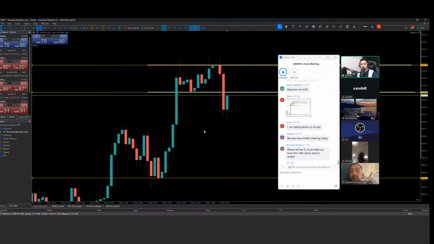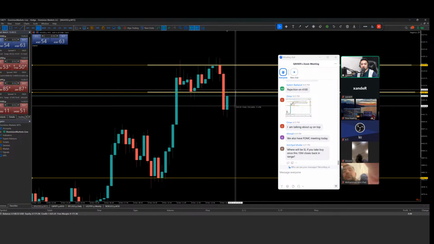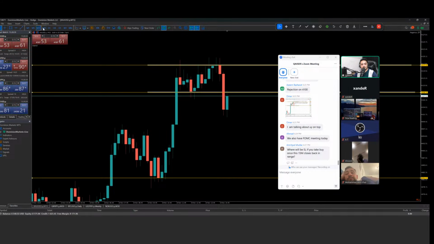Where will be a sell if you take a buy once this 30-minute closes back? If it creates a wick and breaks above this high, I will place my stop loss somewhere here or below this body, something like this. If you get a bigger stop loss, you can lower the lot size. This is what we can do actually.